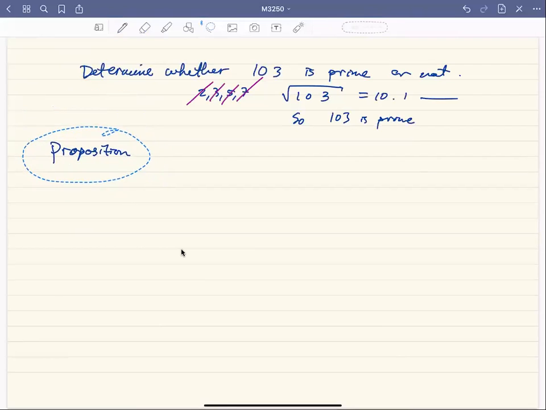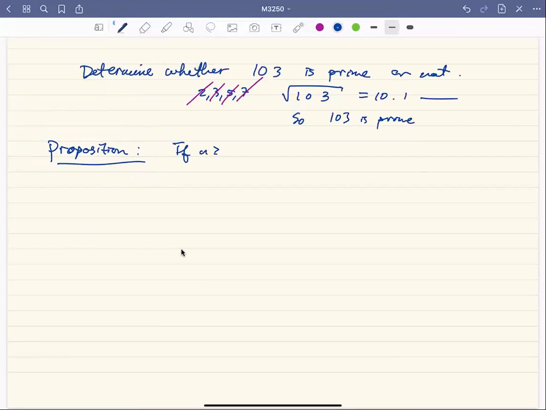and I want to explain the math of what's going on here. So I'm going to word this in a proposition. If n is an integer greater than or equal to 2 and it's composite, then n has a prime factor p less than or equal to the square root of n. That's really what's going on there.